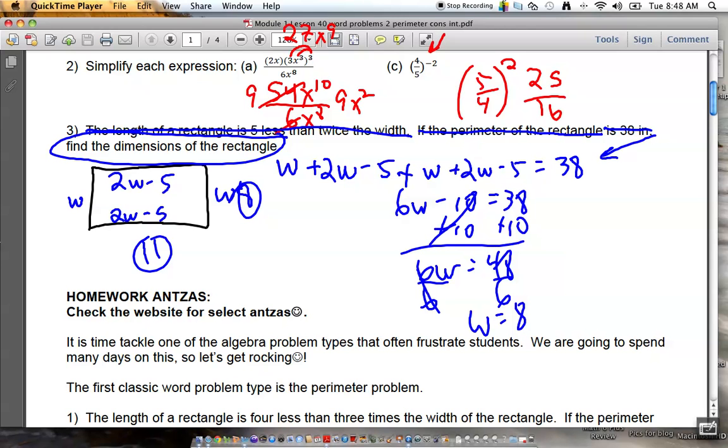And yesterday there was a question that followed up and said, what's the area? Well, 11 times 8 is 88. Only if the directions say it. Okay? Any questions on that?